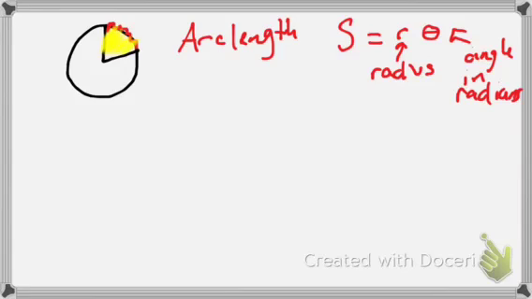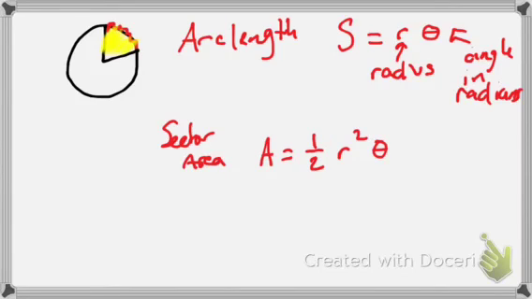So R is the angle in radians. Okay, and then sector area is very similar. It's just A equals 1/2 R squared theta.